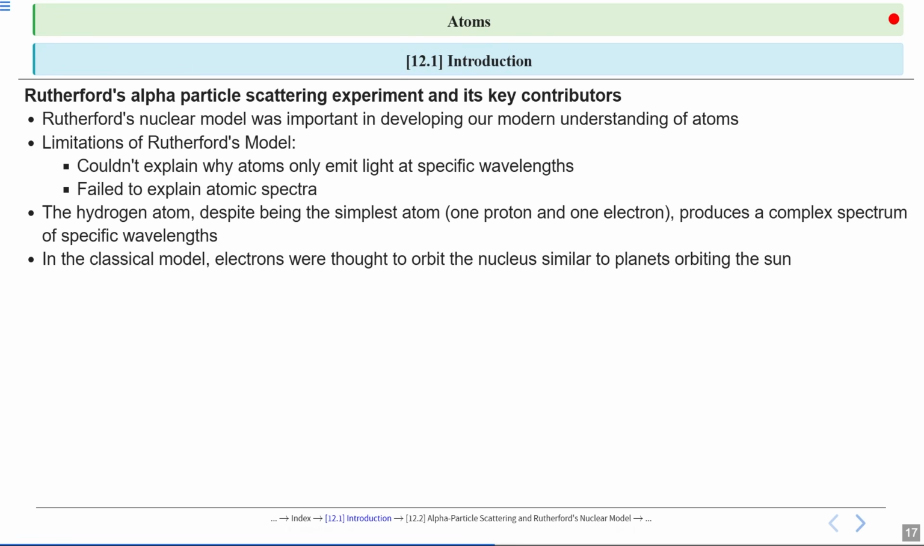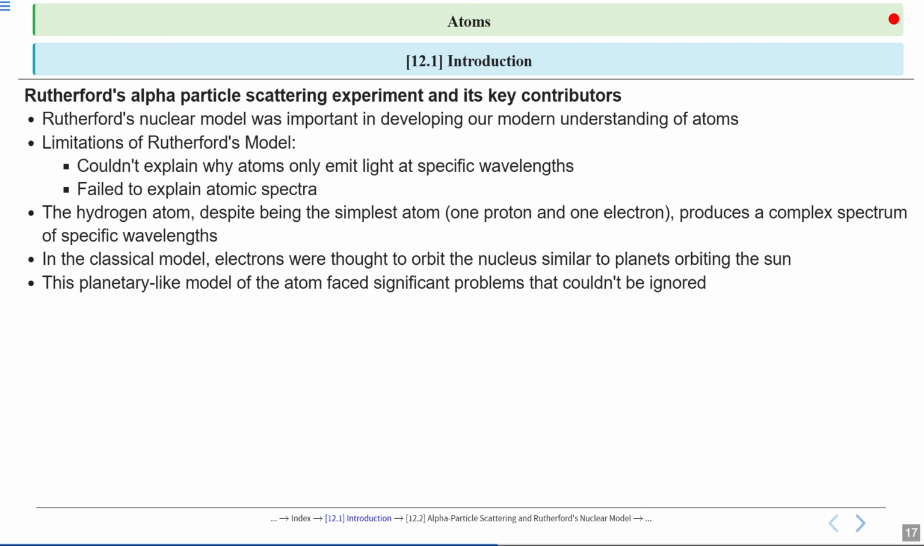In the classical model, people thought electrons orbited the nucleus like planets orbit the sun. This seems logical at first, but it leads to problems. For example, according to classical physics, the electron should spiral into the nucleus, which doesn't happen. This planetary model faced serious issues that couldn't be ignored. It couldn't explain why atoms are stable or why they emit light in specific patterns.